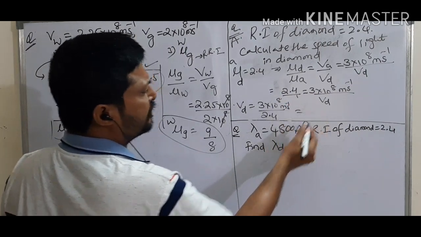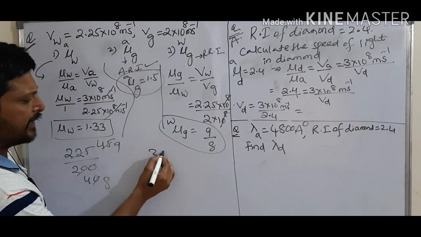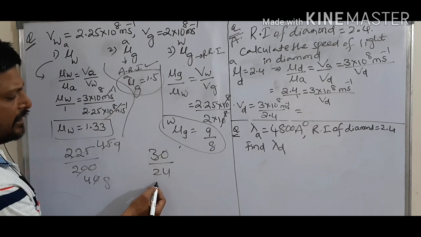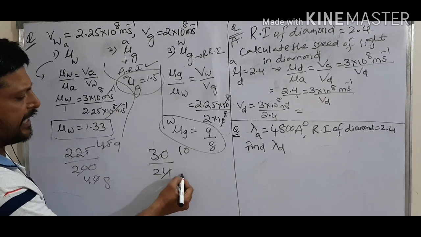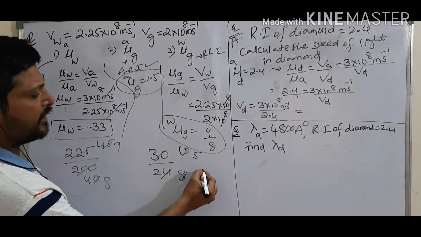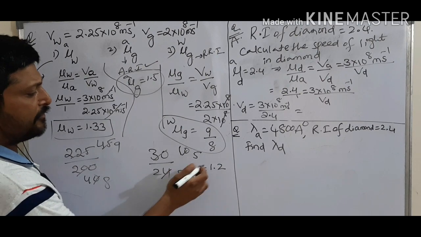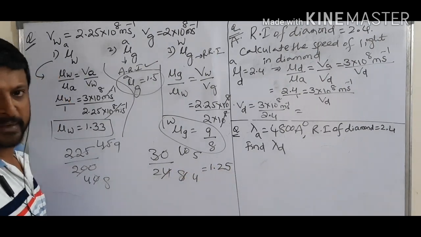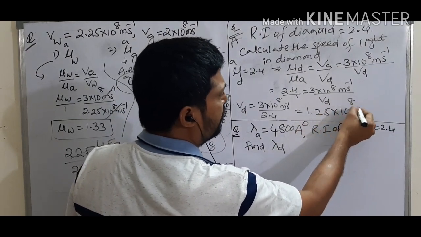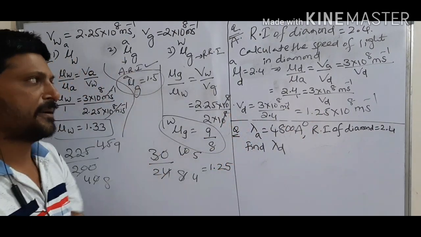If you calculate this, 2.4 and 3, that is 30 by 24, which simplifies to 5 by 4. 5 by 4 means how much? 1.25. Substitute here 1.25 into 10 to the power of 8 meter per second. So this is the speed of light in diamond.